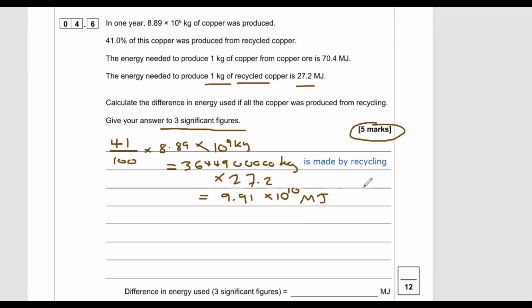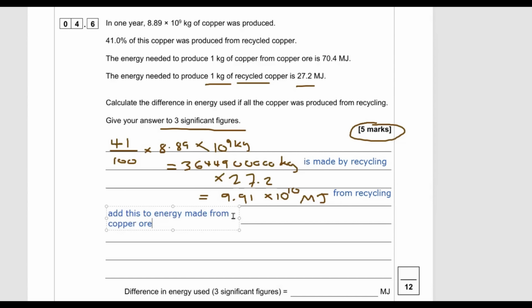It's like a load of other numbers, but I'm rounding for simplification because otherwise I've got to write it down. I suggest you should keep all the numbers in your calculator so you don't round, but I'm having to round to write my working out. So 9.91 times 10 to the 10 megajoules is made from recycling. So we now know how much energy was used to produce copper by recycling.